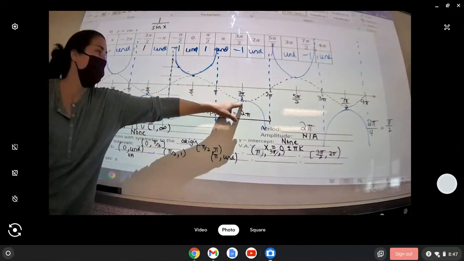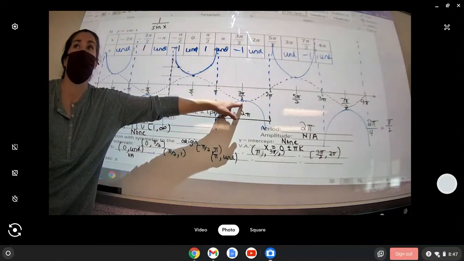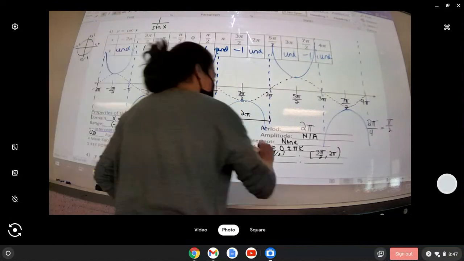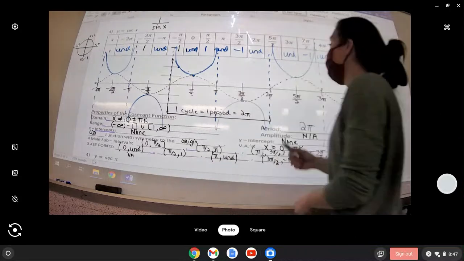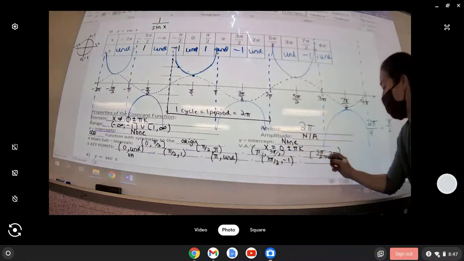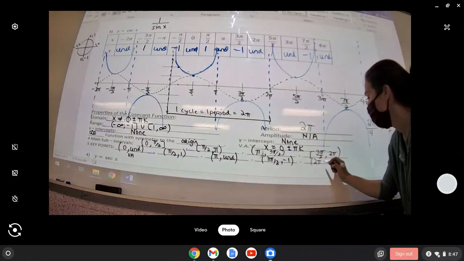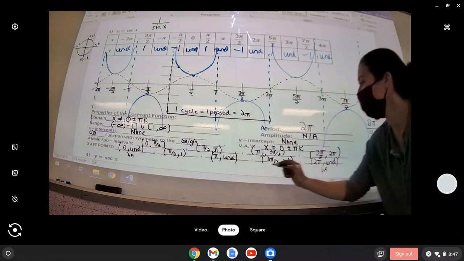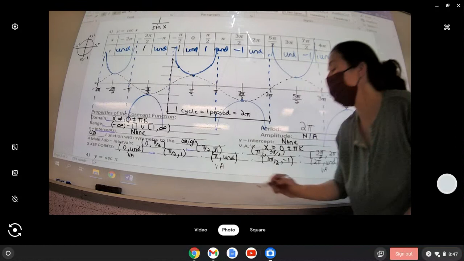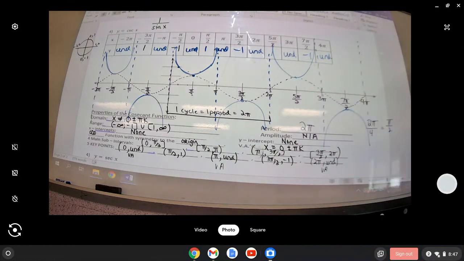Then we're going to go to 3 pi over 2, -1. That's like the top of your downward opening parabola. And then we're going to go to 2 pi, which is undefined, another VA. And those should be the 5 points you need to create that first cycle of the cosecant curve.